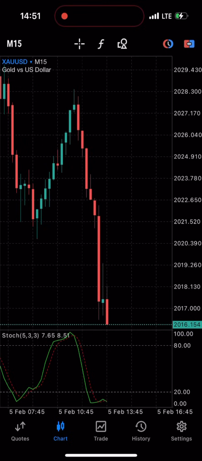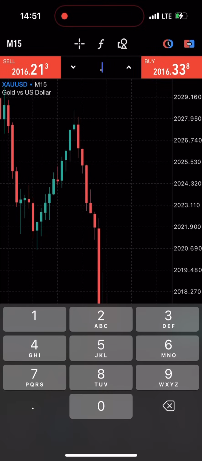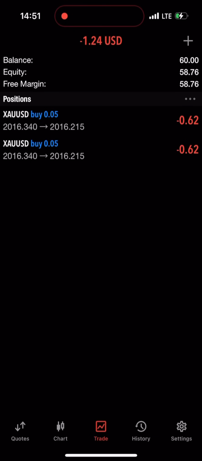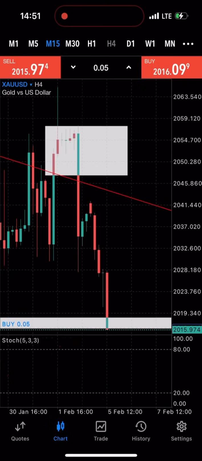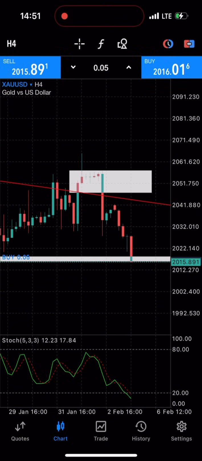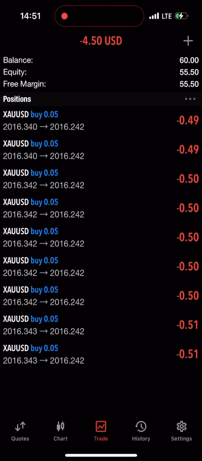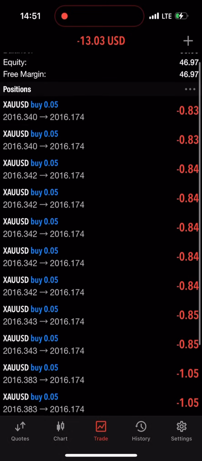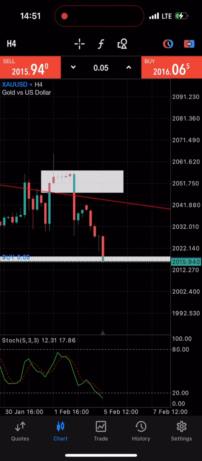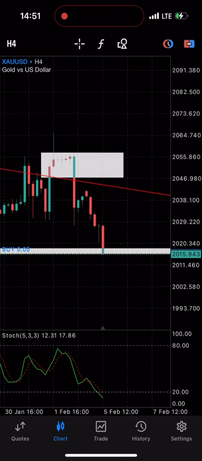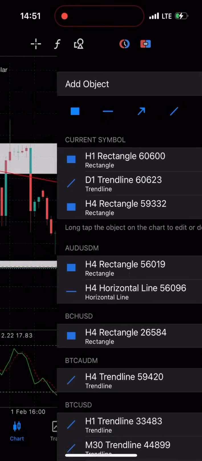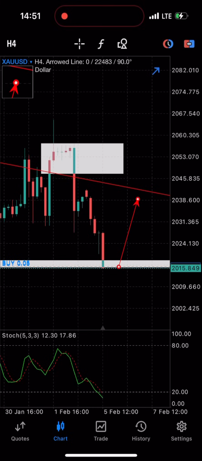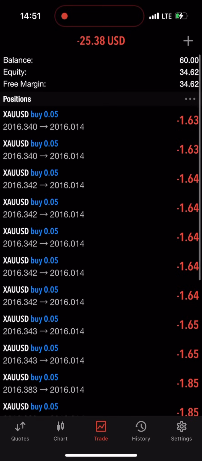Guys, at this demand area we are having a rejection on the 15 minutes time frame. Look at the rejection. So let's make some entries. Let's make more entries, guys. Let's expect it to move up to this area here.